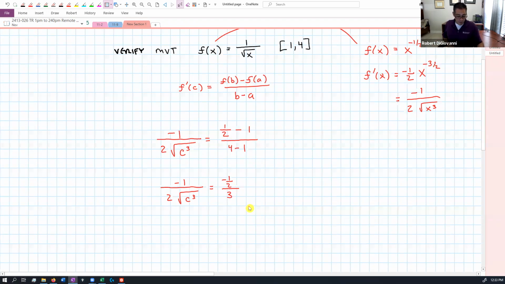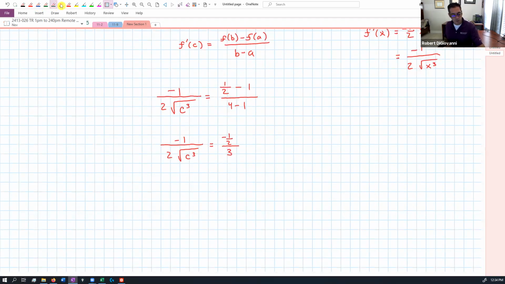And now we need to solve for c. And this is not a quadratic anymore, it's something weird. So first thing I'm gonna do is multiply both sides by -1. That'll get rid of those negatives. Now let's just cross multiply, right? Let's multiply here and like that.